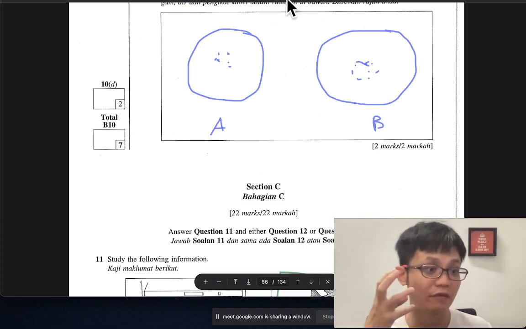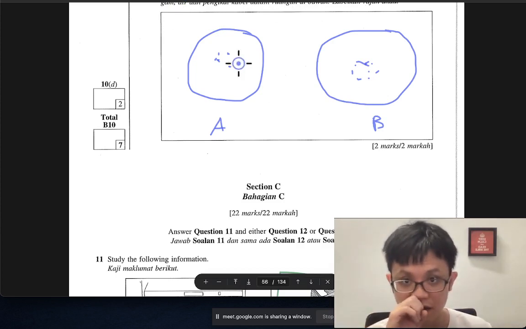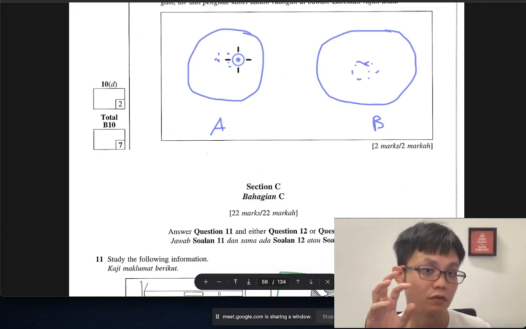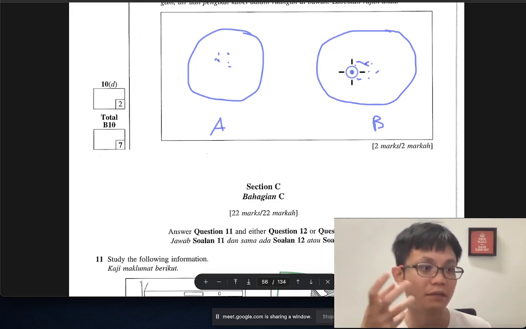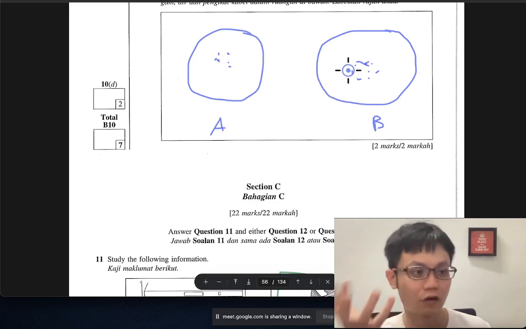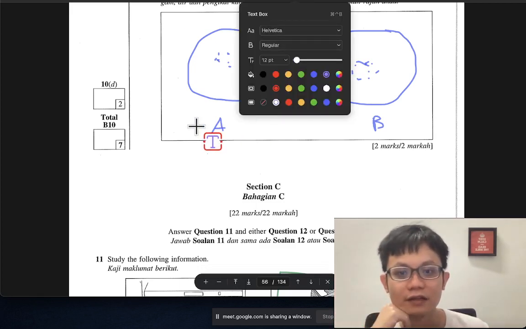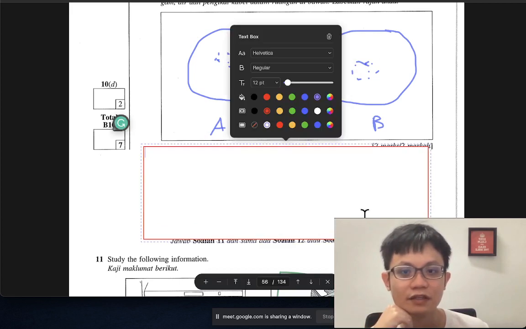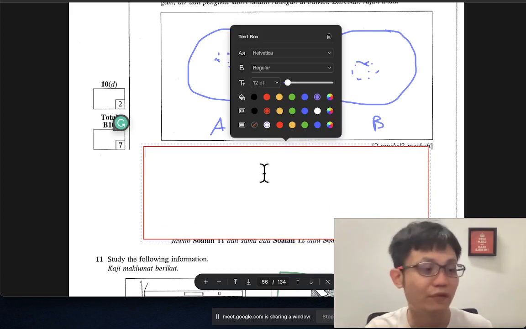So basically we understand that A, maybe we want to put as room temperature, and B, maybe I want to put it as cold, up to you. So can you tell me the procedure? 4 marks, so maybe we want to write at least 4 points. Okay.